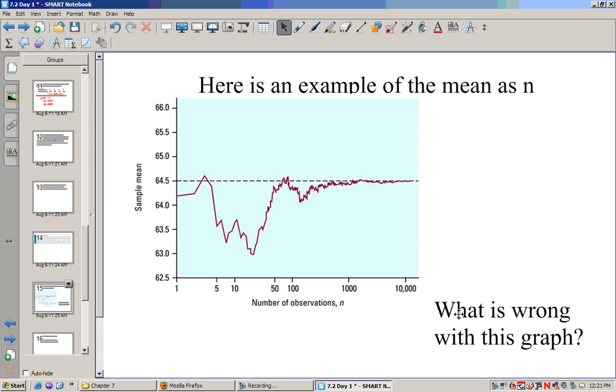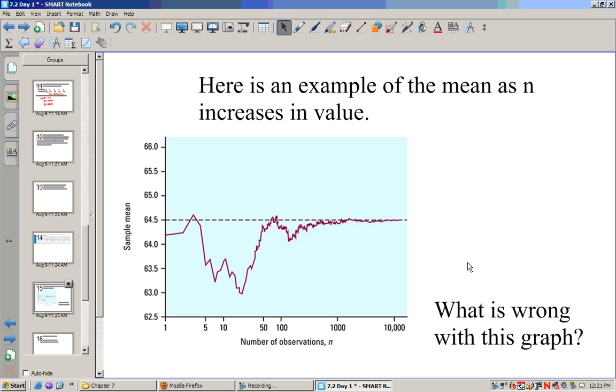Now I asked what's wrong with this graph, and that was kind of something to have a little conversation about. 10, 100, 1,000. Notice how this is going up exponentially, so if we log this, it would be scaled correctly.